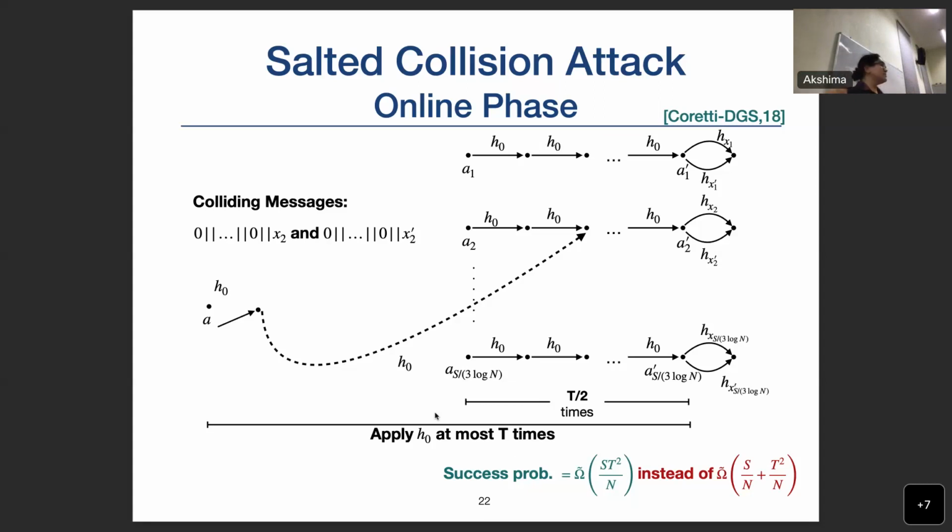Any questions about this attack? So they're kind of using the idea that the adversary in the offline phase saw this node, and it does not know if it has seen the node or not until it reaches one of these A prime points. Once it reaches one of those points, it will know, okay, I had hit something, and I win. That's why. So here, if you see, the advantage is ST square over N instead of (S plus T square) over N. So this suggests that Merkle-Damgard is not a good construction, because with pre-computation, it can no longer achieve the optimal security.